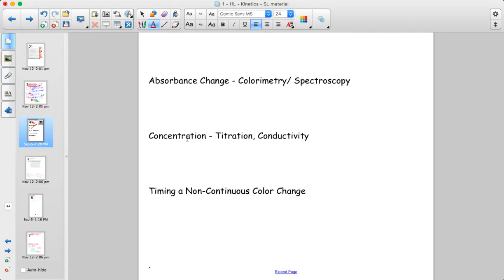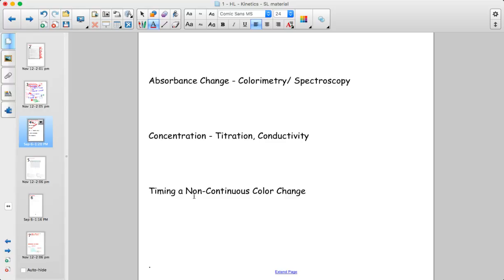You can measure concentration directly if you do titrations on a reaction mixture at different times, or if you measure conductivity changes, if there's a change in the number of ions in the solution. Not as common. We're not going to do any this way in this class.